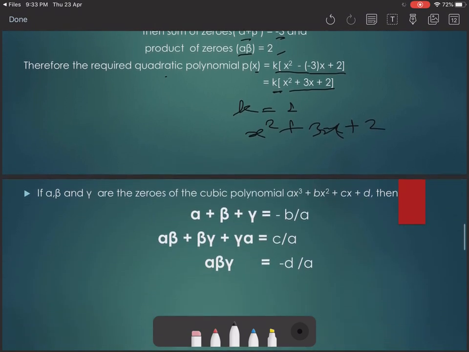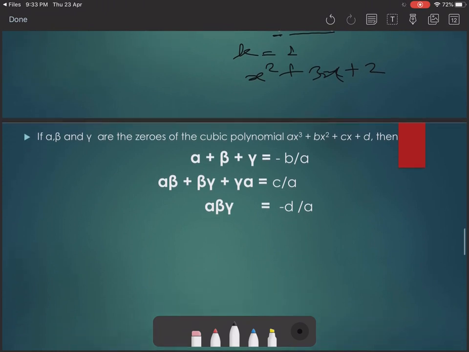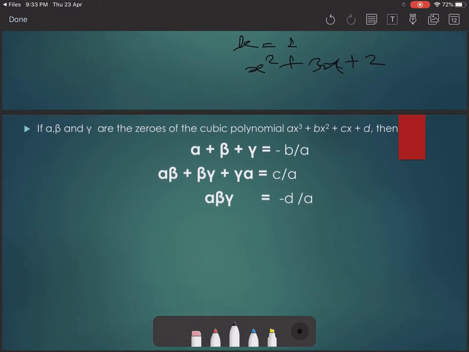Okay, this relationship is also for cubic polynomials. Therefore, what do we have? We have 3 zeros maximum. At most 3 zeros can a cubic polynomial have. So let alpha, beta and gamma be the zeros of a cubic polynomial.